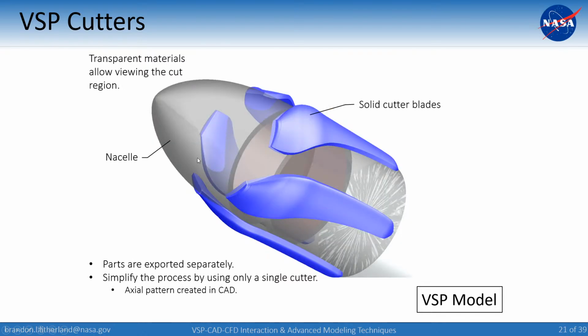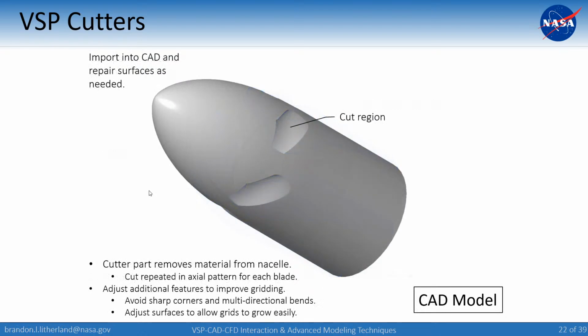So using a transparent view, you can see these parts of the nacelle back here that are going to get trimmed out. And these are the solid cutter blades. And the nice thing is you can export these parts separately, and then you only use a single cutter to save yourself some time. So you cut it once and then make an axial pattern in CAD, and it gives you exactly what would happen if you tried to dump out all 5 of these. So here is the CAD part after I cut those pieces away.